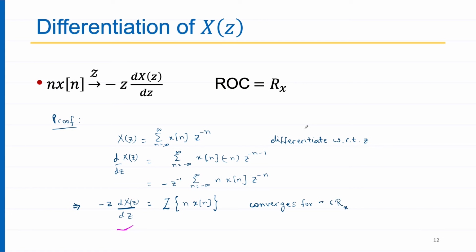Okay, and the region of convergence. When will this converge? This will converge when this sum converges, basically if mod of z to the power minus n lies in our region of convergence, because this n plays no role. So convergence is determined by mod z belonging to Rx. That's it.